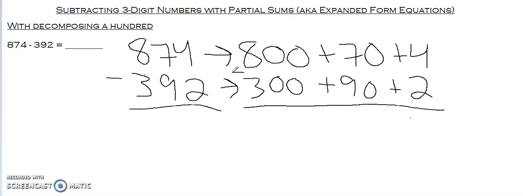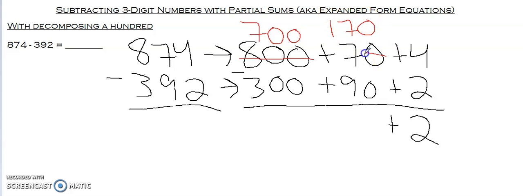4 minus 2 is 2. 70 minus 90, in the second grade, we cannot do that. So we are going to have to decompose a 100 to help us. So we have 800. We're going to take one of the hundreds and put it in the tens place. So we only have 700s left. So then we'll have 170 instead of 70.